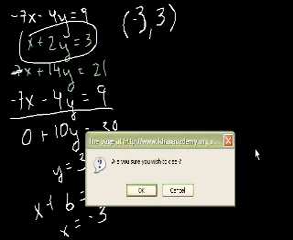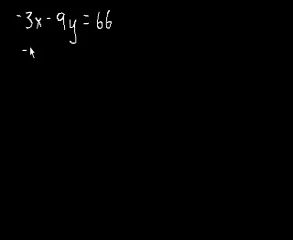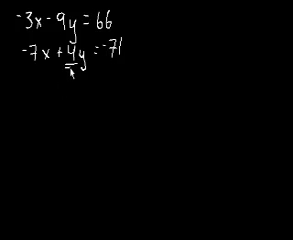Let's do one more. Hope this one's harder. I think it will. Okay, so it's negative 3x minus 9y is equal to 66. We have minus 7x plus 4y is equal to minus 71. So here it's not obvious. So what we have to do is, let's say we want to cancel out the y's first. We try to make both of them equal to the least common multiple of 9 and 4. So if we multiply the top equation by 4, we get, I'll do it right here.